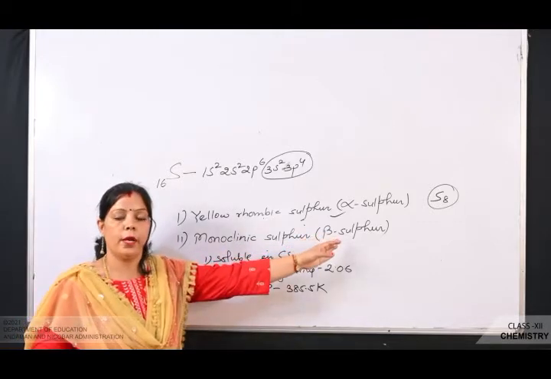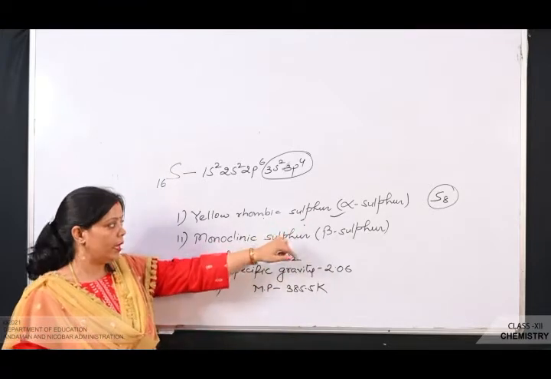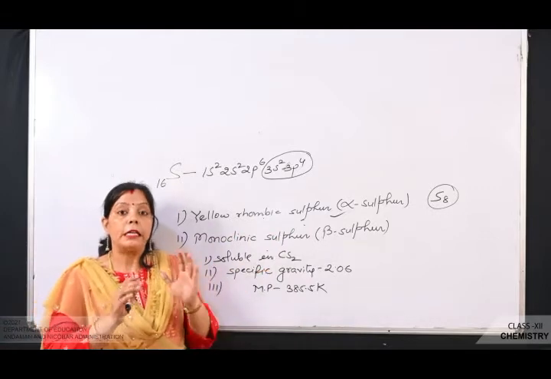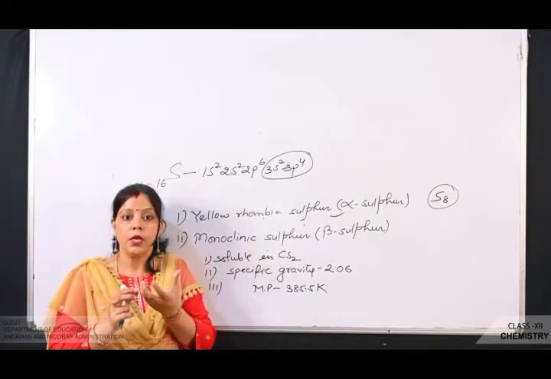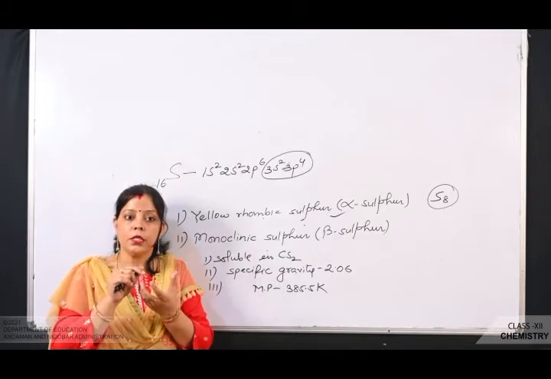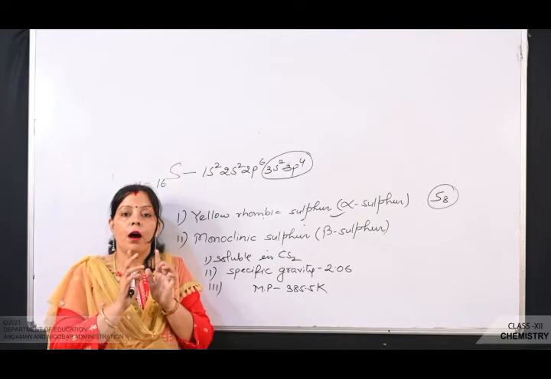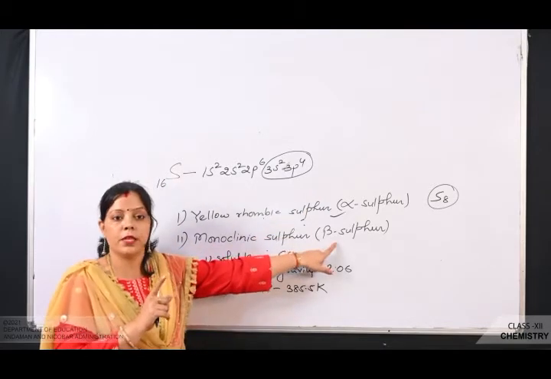Children, next is monoclinic sulfur. Monoclinic sulfur is also named beta sulfur, and it is usually formed by melting the rhombic sulfur in a dish and cooling it till a crust is formed. After that, two holes are made in the crust and the remaining liquid is poured out. On removing the crust, colorless needle-shaped crystals of beta sulfur are formed.